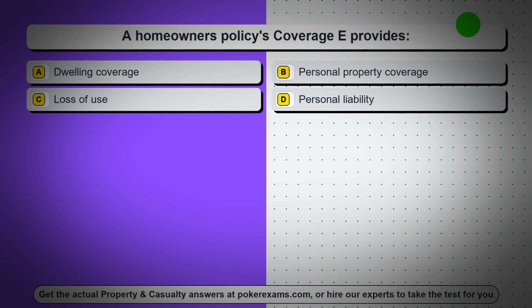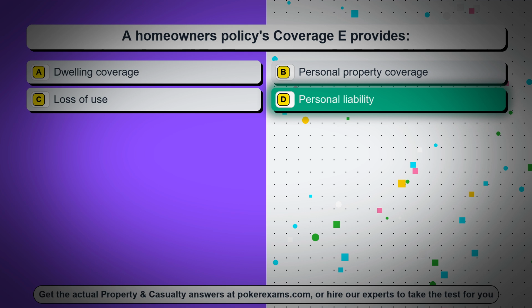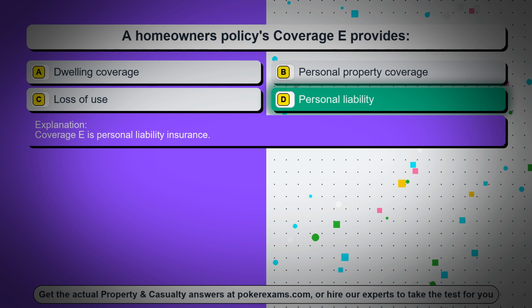Question 34. A homeowner's policy's coverage provides: Option A, dwelling coverage. Option B, personal property coverage. Option C, loss of use. Option D, personal liability. The correct answer is option D, personal liability. Coverage E is personal liability insurance.